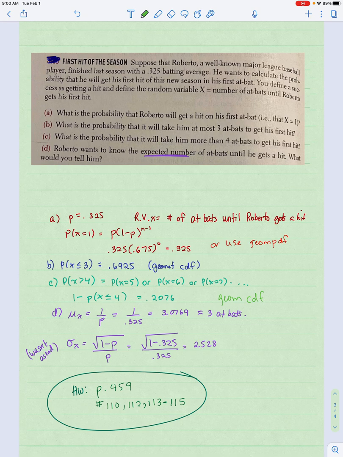Now, they didn't ask about the standard deviation, but I wanted you to use the formula once, so I put it there. Standard deviation for this example, you use the square root of 1 minus P over P, put it in the calculator. Very easy, 2.528.